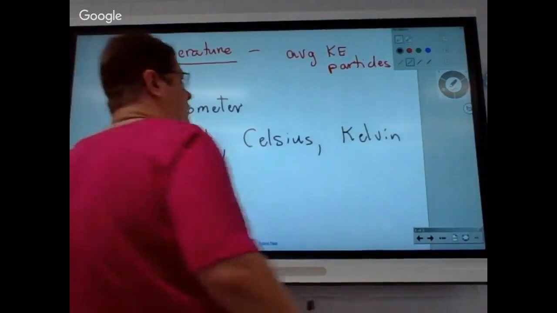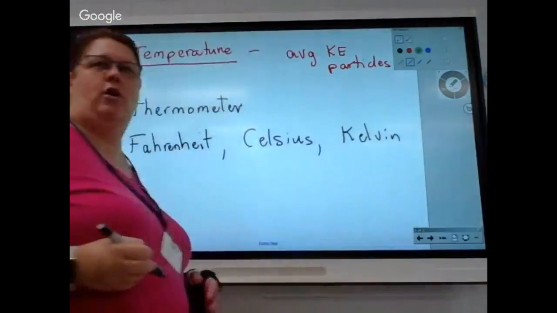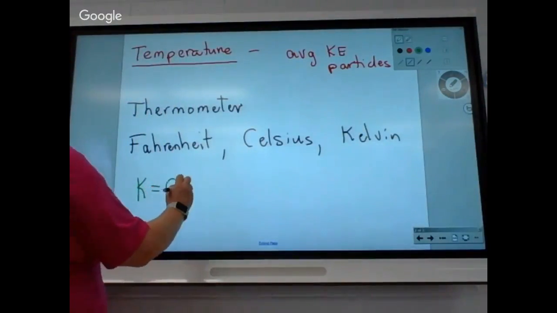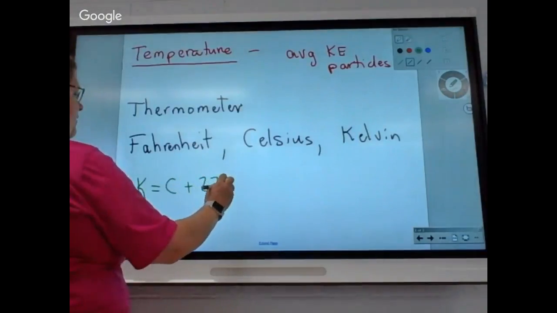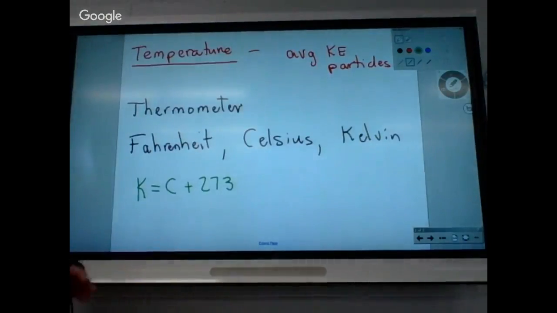So the formula that we use to go between Celsius and Kelvin, I told you is on your blue formula sheet. That one is K equals C plus 273. And this one is a pretty easy formula. We will use this one a lot throughout the year. You will see it on your exam, and it's given to you on your reference sheet.